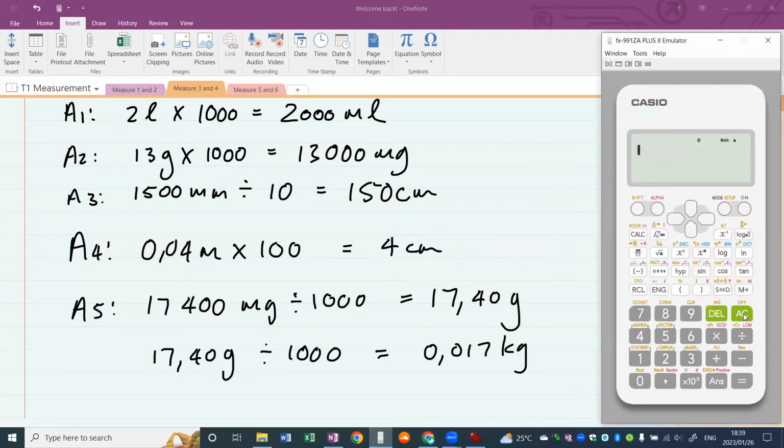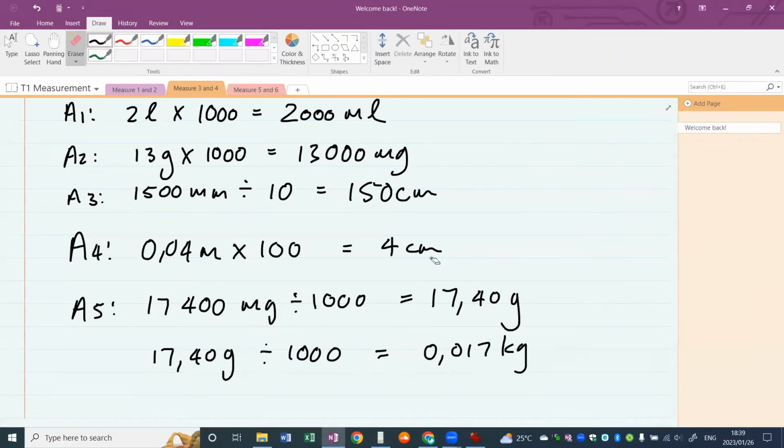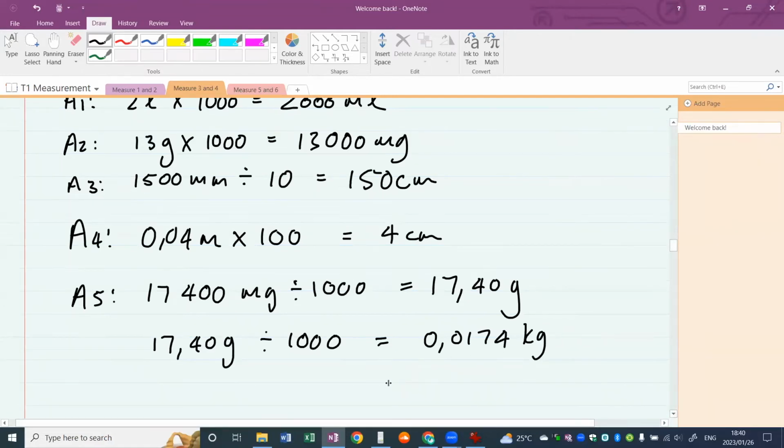Let's check that quickly. 17.4 divided by 1,000 should give us 0.0174. Now, this answer here at the end, 0.0174. Most of you showed me the whole number, which is fine because we actually want to see how it looks at the end. But if they ask you to round off, then this should really change to 0.02 kilograms. So be careful with that one.